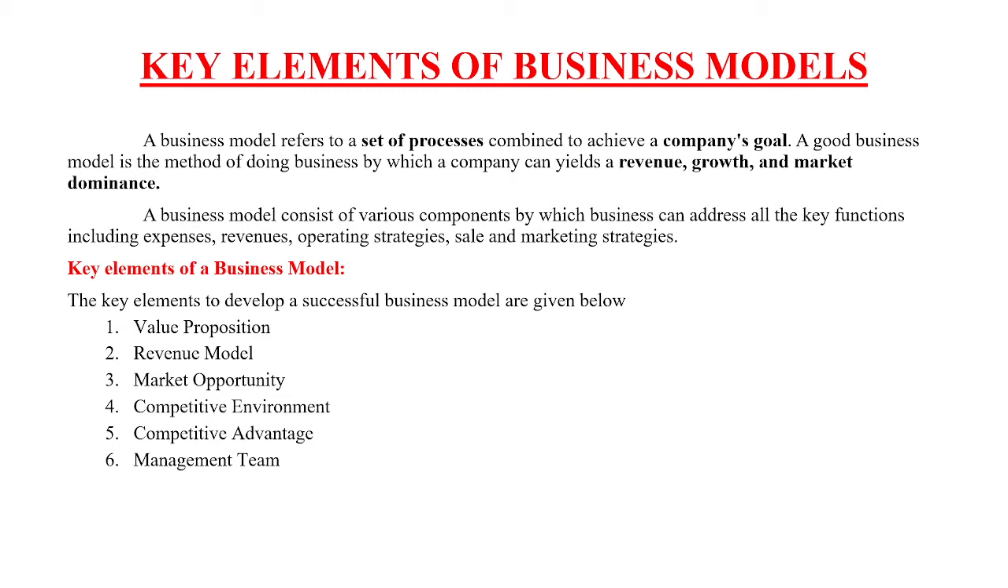So, the key elements of the business model in order to make that business model successful are six. The first key element is value proposition. Second one is a revenue model. Third, market opportunity. Fourth one, competitive environment. Fifth one, competitive advantage. And last key element is the management team. So now let us look to each and every key element in detail.